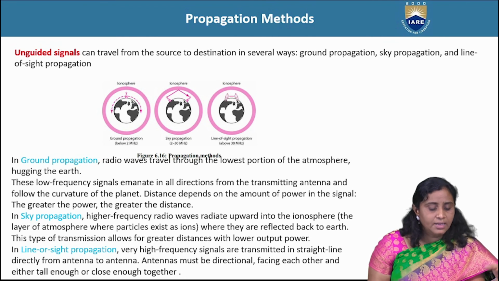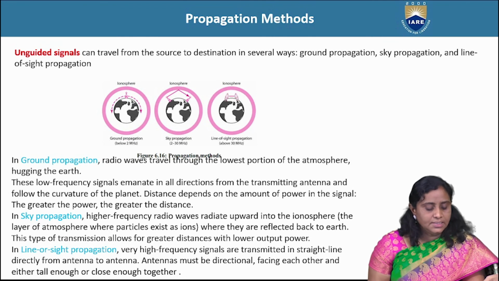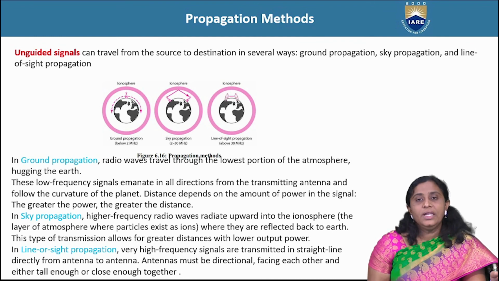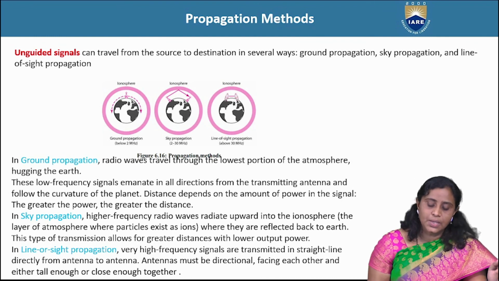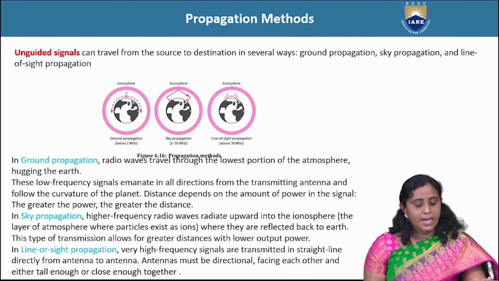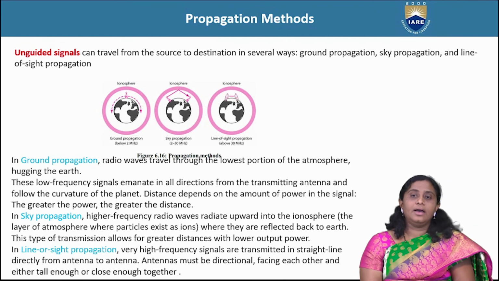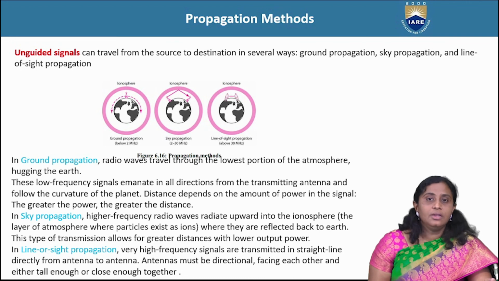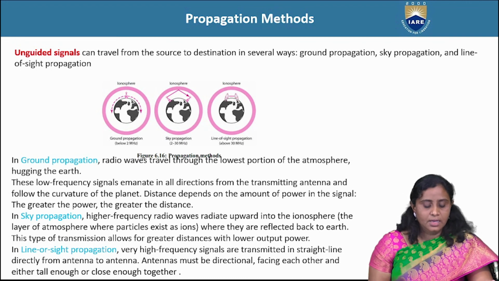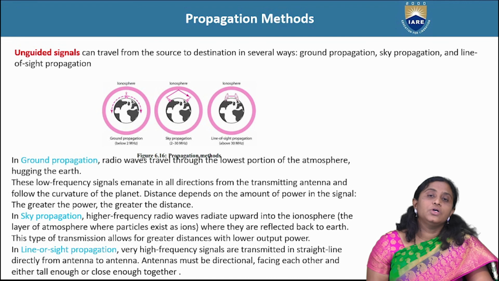The third one under the unguided signals is line-of-sight propagation, which carries very high frequency signals that are transmitted in a straight line directly from antenna to antenna. Antennas must be directional, facing each other, and either tall enough or close enough together.